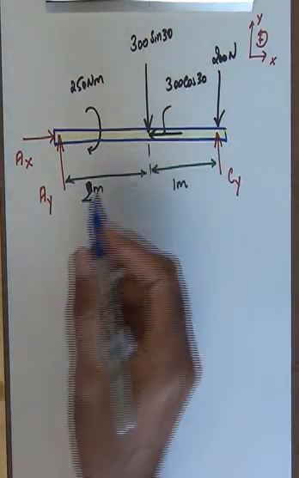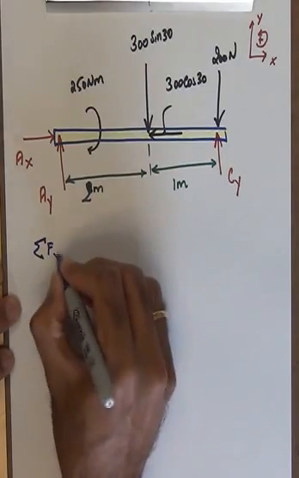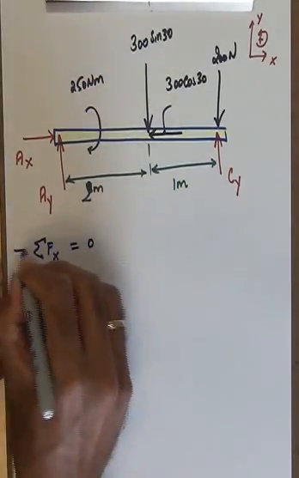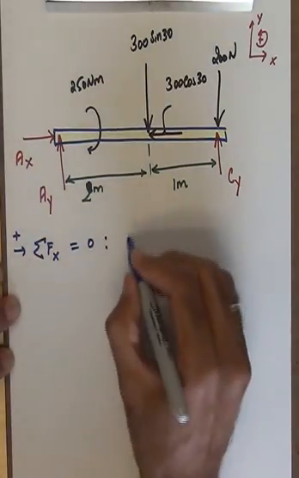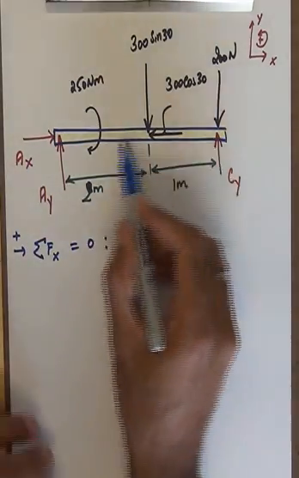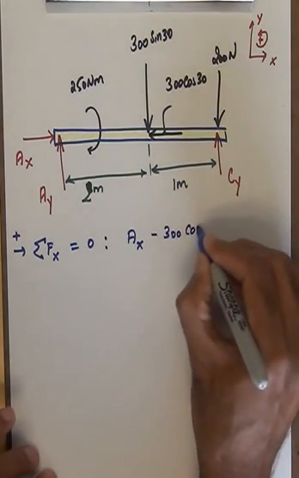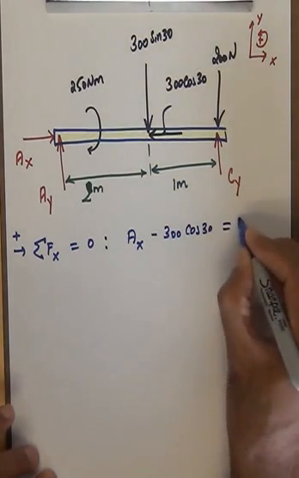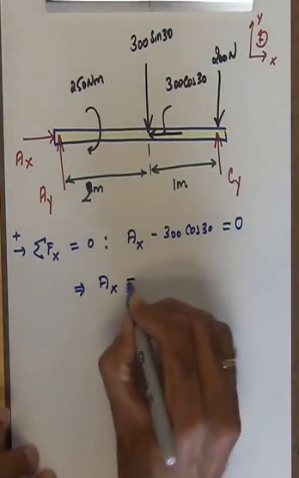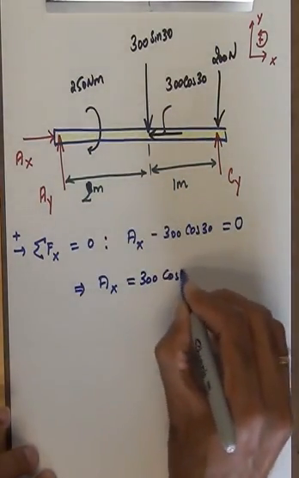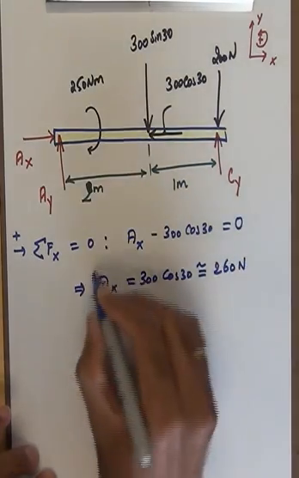So summing forces in the x direction, we are going to say the sum of all the forces in the x direction is equal to 0. All the forces pointing to the right are taken as positive. What are the forces? I have AX pointing to the right, then I see that 300 cosine 30 is pointing to the left, and that's about it, which means that all of these have to be equal to 0, which means that AX is going to be 300 cosine 30, or approximately 260 newtons.